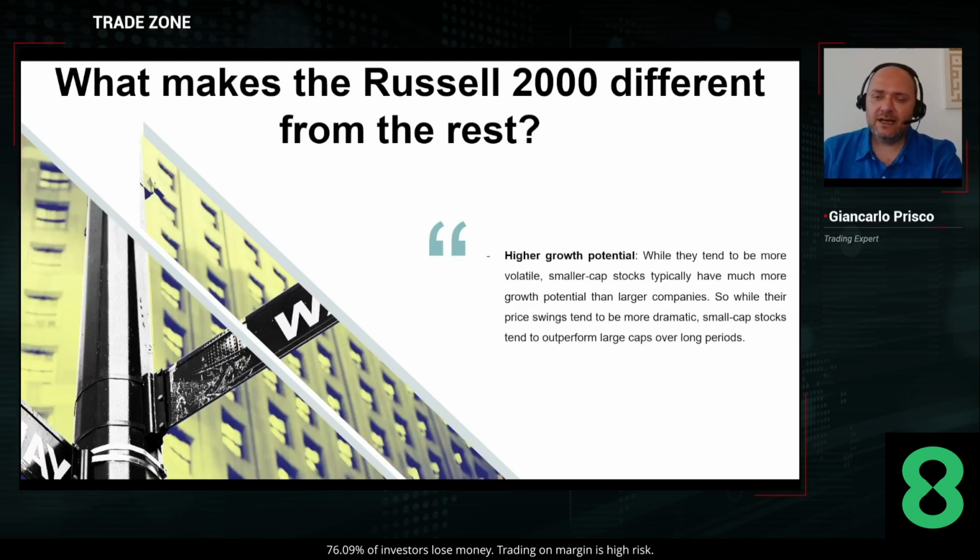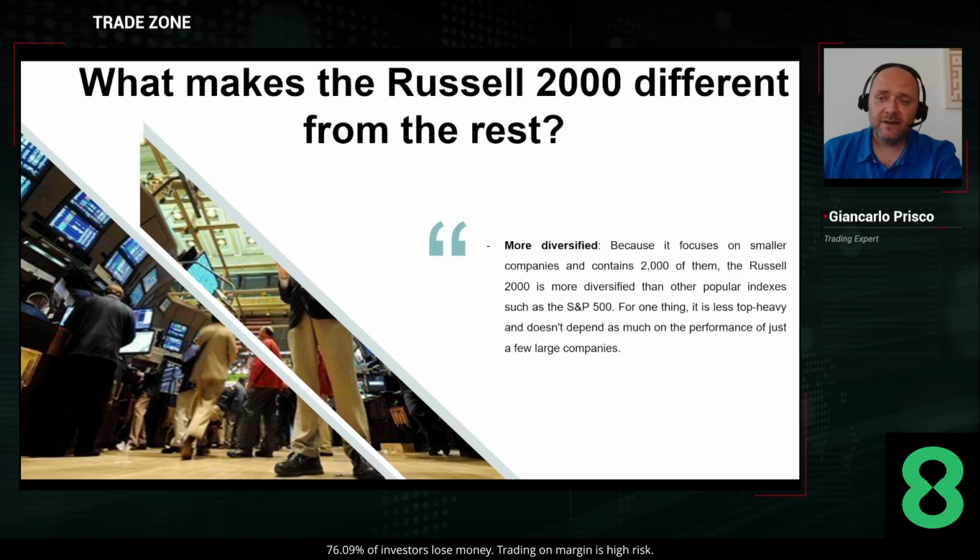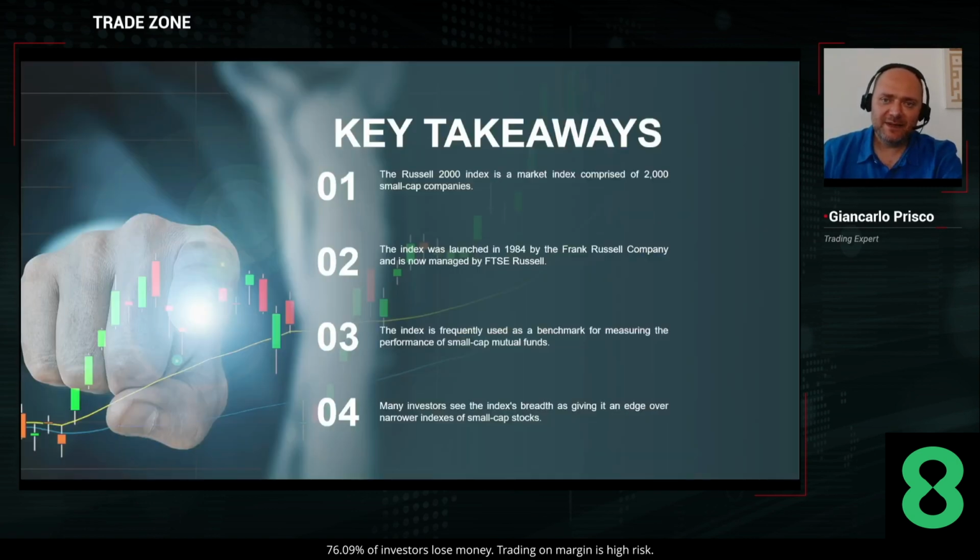The second point is the high growth potential. Of course, the smaller companies tend to be more volatile, but they also have more growth potential than the larger companies. So normally small caps tend to outperform large caps over long periods. And the last one is more diversification, because the Russell includes a lot of sectors, and in this sense we can see that it doesn't depend much on the performance of just a few large companies, but every single stock could have its own story.